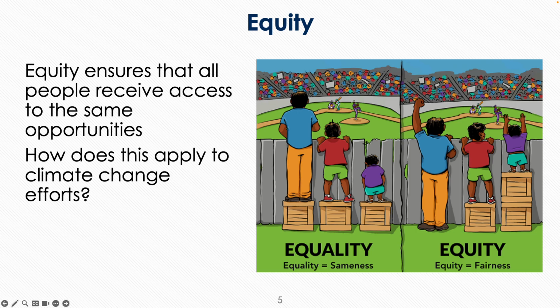So equity, what is equity? This ensures that people receive access to the same opportunities. How might this apply to climate change efforts? Can anyone think of any examples where you may have programs that are either designed specifically to address equity issues or programs in climate change that may cause equity issues? Any ideas? Yeah. For example, if there were EV subsidies that are the same for all income groups, that would worsen inequity. Yeah, and so how do you address this issue? Then you probably could make the subsidy based on income.